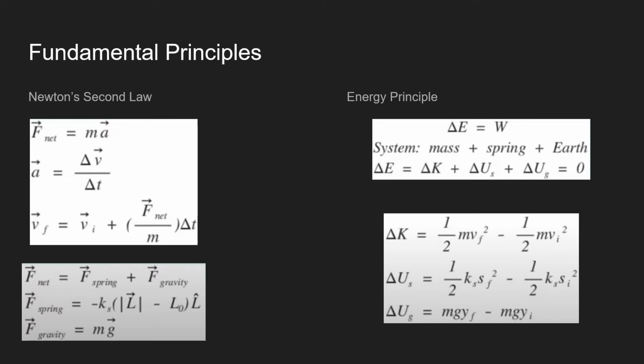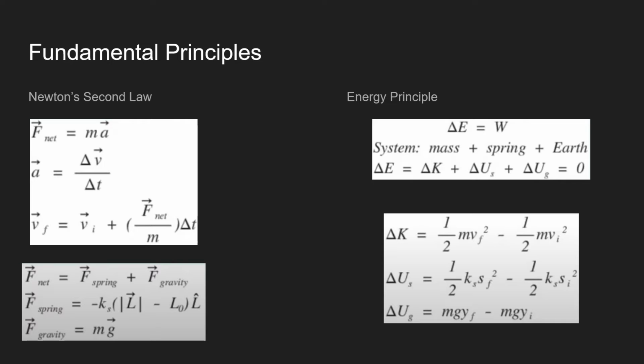Another fundamental principle in this lab is the energy principle, which states that energy is always conserved, and the change in energy of a system is equal to the energy input from work done by the surroundings. In this lab, we chose the system to be the mass, spring, and earth. Since everything is within the system, no work is being done by the surroundings.